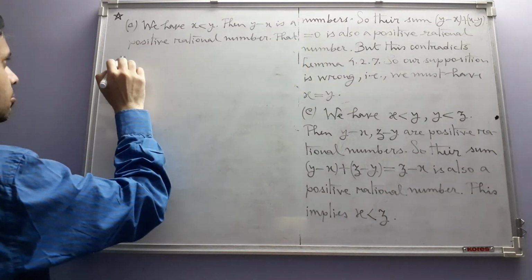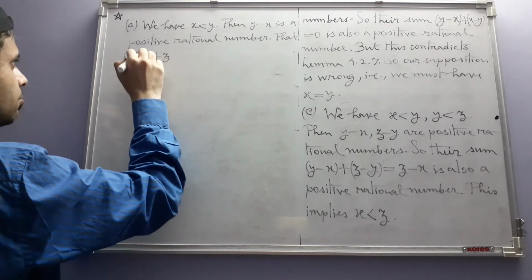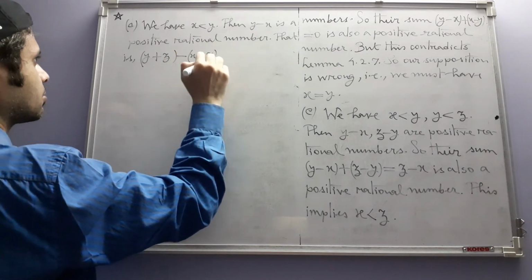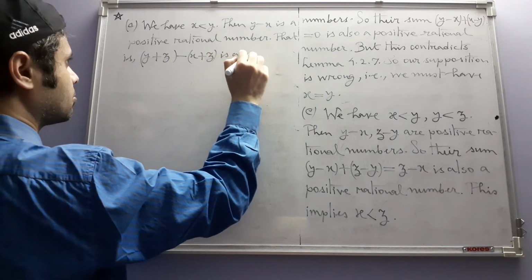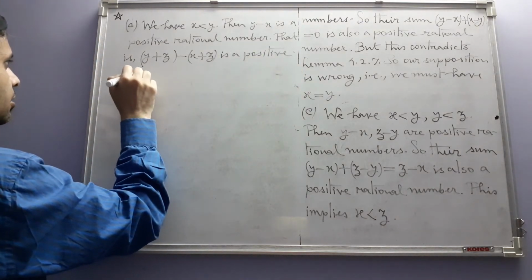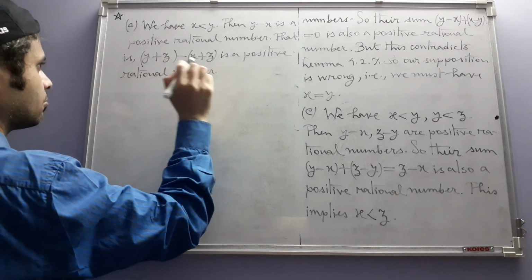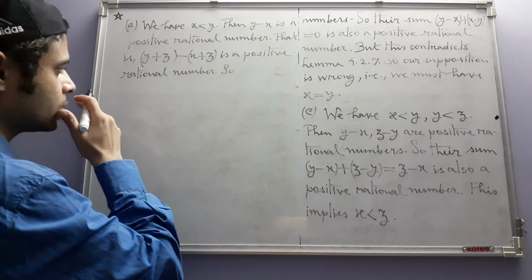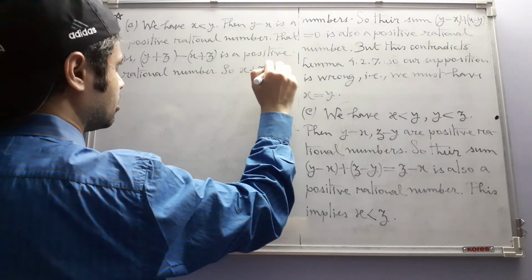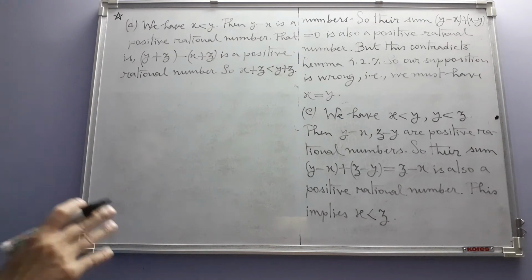That is, now y minus x can also be written like this: y plus z minus x plus z is a positive rational number. So again, by definition 4 to 8, x plus z is less than y plus z. So this shows that addition preserves order.